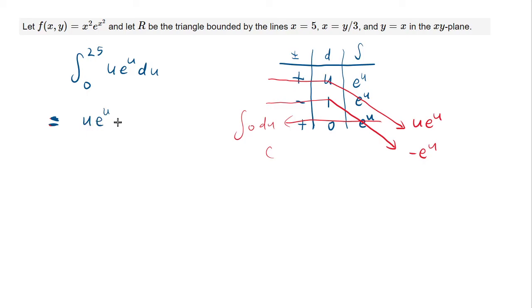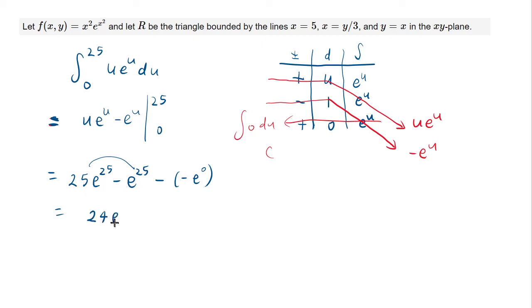Anyways, you have u e to the u minus e to the u, and you have to plug in 25 and 0, which gives you 25 times e to the 25 minus e to the 25 minus, when you plug in 0 into u, this is 0, but negative e to the 0 is what you have. So that's -1, and you have to subtract it. So you're subtracting -1, which means you're adding 1. And these are like terms, so you can combine them. 25 minus 1 is 24, so you have 24 e to the 25th power plus 1, and that's the answer.